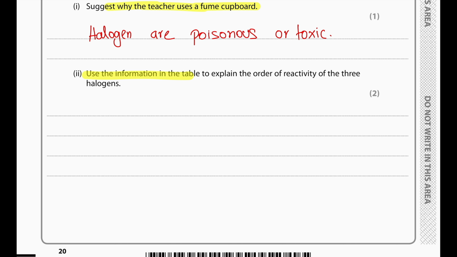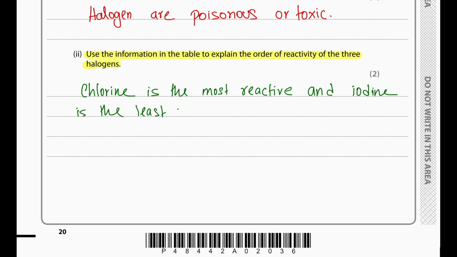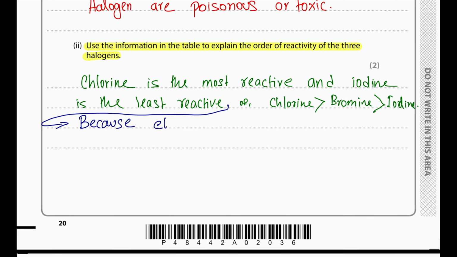Use the information in the table to explain the order of reactivity of the 3 halogens. From the table, we can see that chlorine is the most reactive because the iron wool glows most brightly, and iodine is the least reactive because the iron wool glows dimly. So bromine will be in between them. So chlorine will be most reactive, then bromine, and then iodine. And the reason is chlorine glows most brightly, whereas iodine glows least brightly, or dimly.